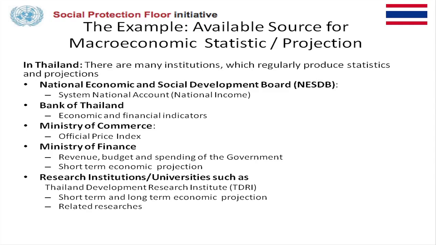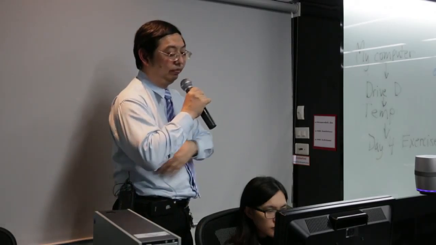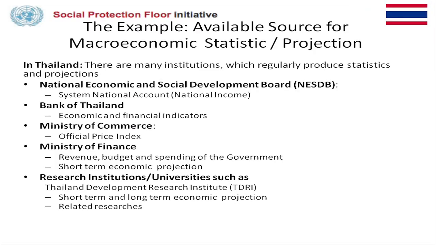And also the central bank, like the Bank of Thailand, provides many economic and financial indicators that we can use. The Ministry of Commerce provides the official price index. I will touch on this point further. The Ministry of Finance also knows the revenue of the government, the expenditure, the budgeting and spending of the government. And usually, the Ministry of Finance is responsible for short-term economic projection, like the next year, next 2 years, next 3 years. But don't ask them for more than that, they cannot answer you, because their model deals only with the short term. So for the long term, maybe we still need research to do this.